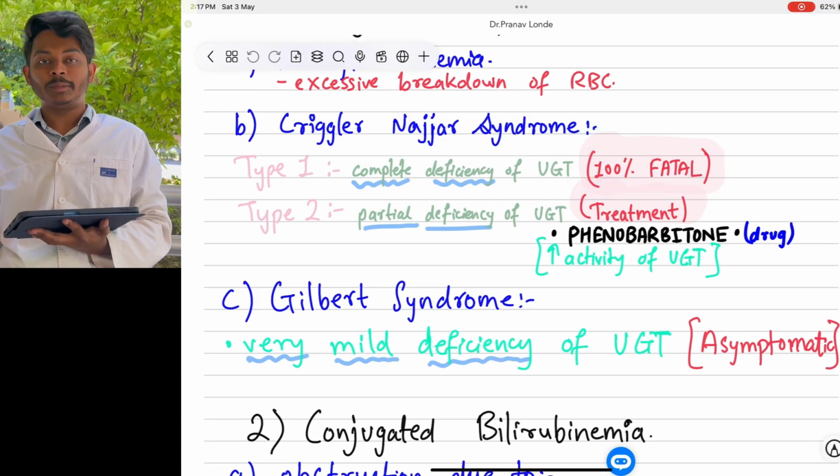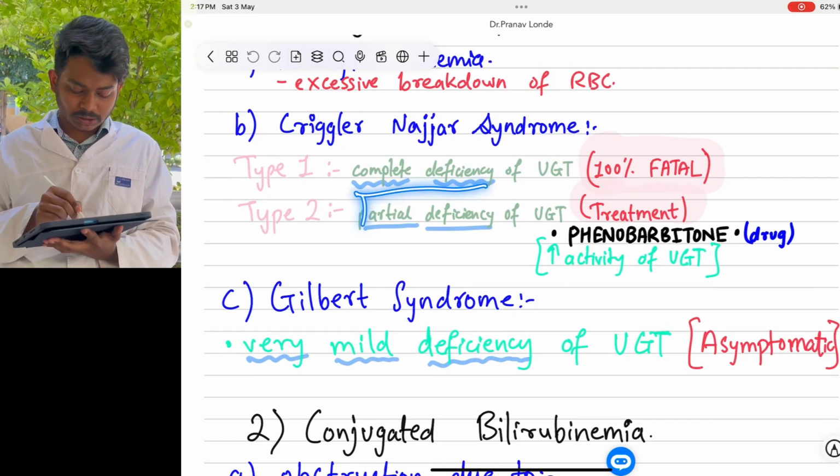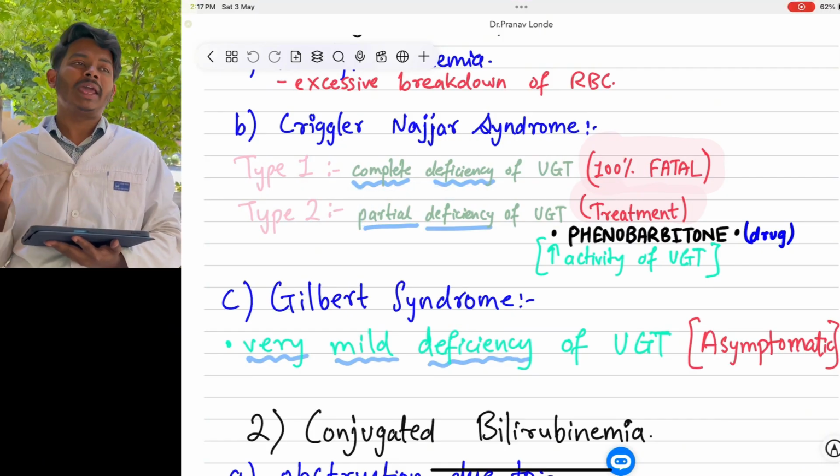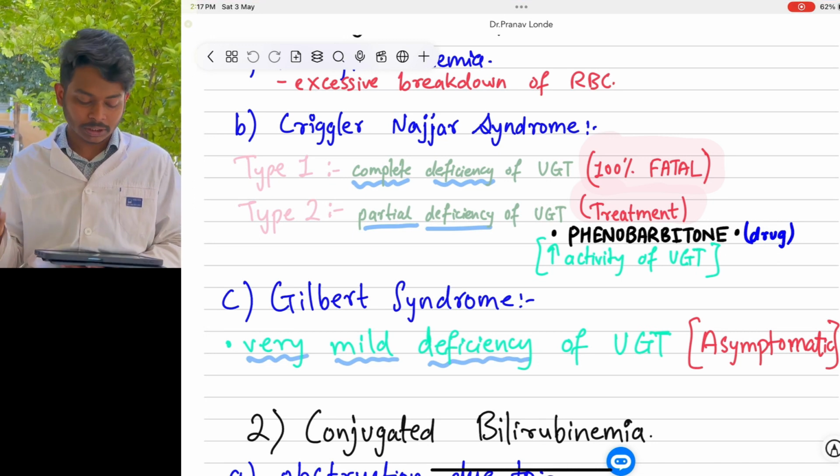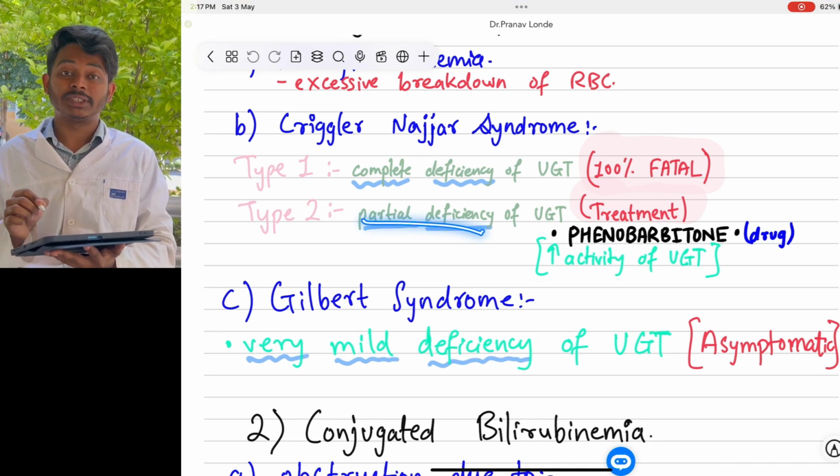Next is type 2. What happens in type 2 is there is partial deficiency, like sometimes the enzyme may not work properly, not fully function. That's why it is called partial deficiency, not full deficiency.